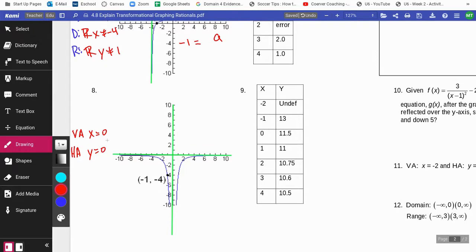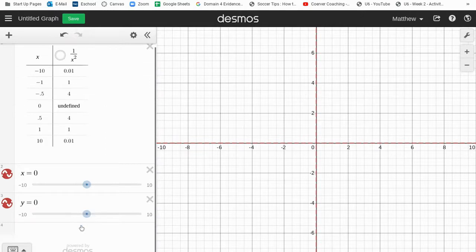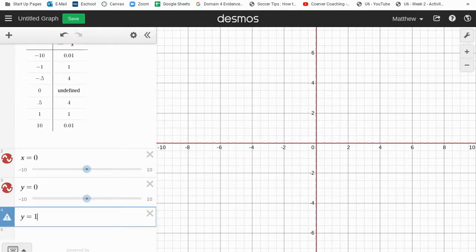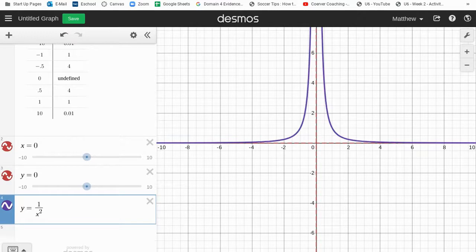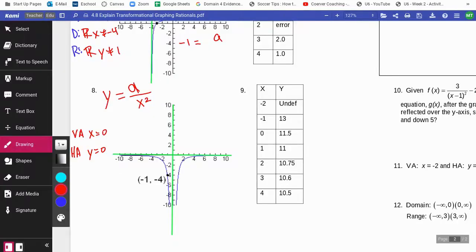And so since those two are 0, we start with that. Actually, this is going to be an a. Now I know those two are 0, I just need to figure out the a value, right? So I start with my parent function. Here's my parent function, y equals 1 divided by x squared. Again, it's up right now. I need it to go through the point, I think it was -1, -4. I'm going to double check that.